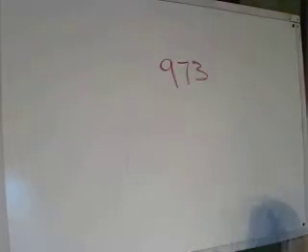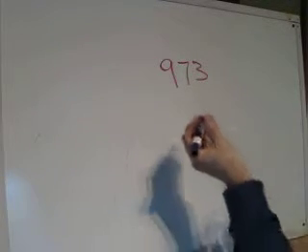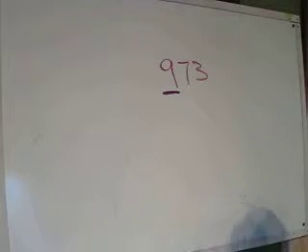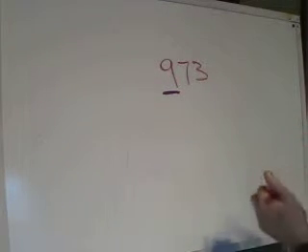Alright, let's try another example real quick. Not a whole lot of difficulty to this. Let's look at the example on page 26, example 3. They give us the number 973, and they're asking us to round to the nearest hundred. That being the case, I'm going to underline my 9 there, because that's in my hundreds position, and they want me to round it to the nearest hundred.